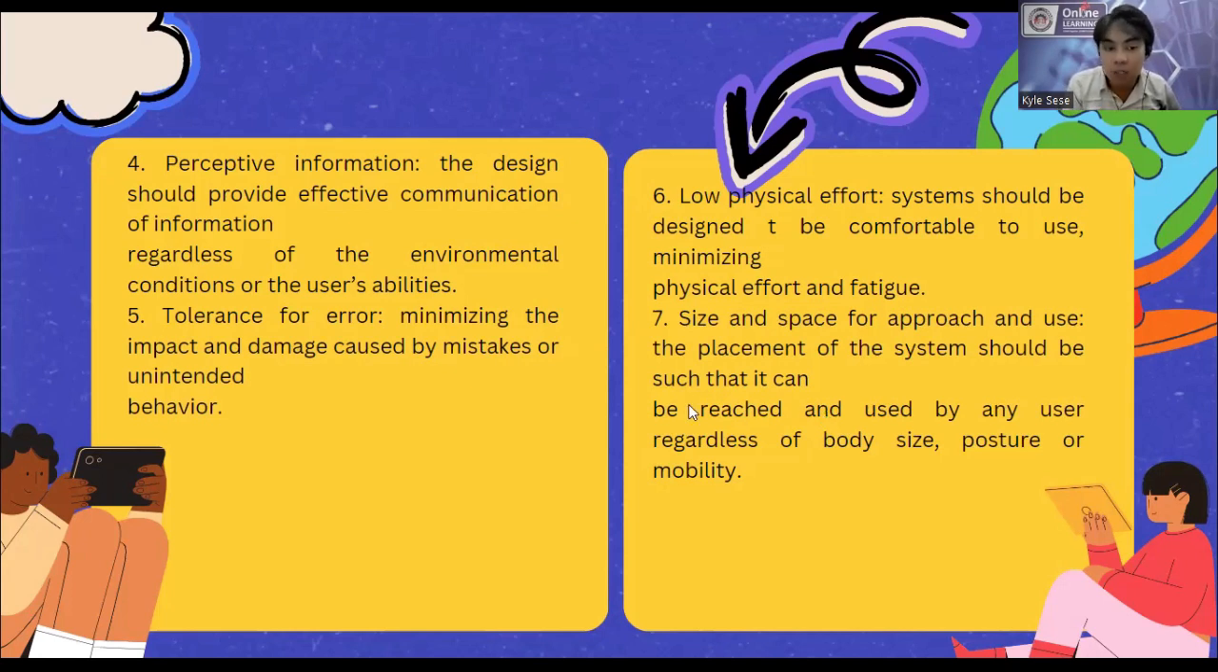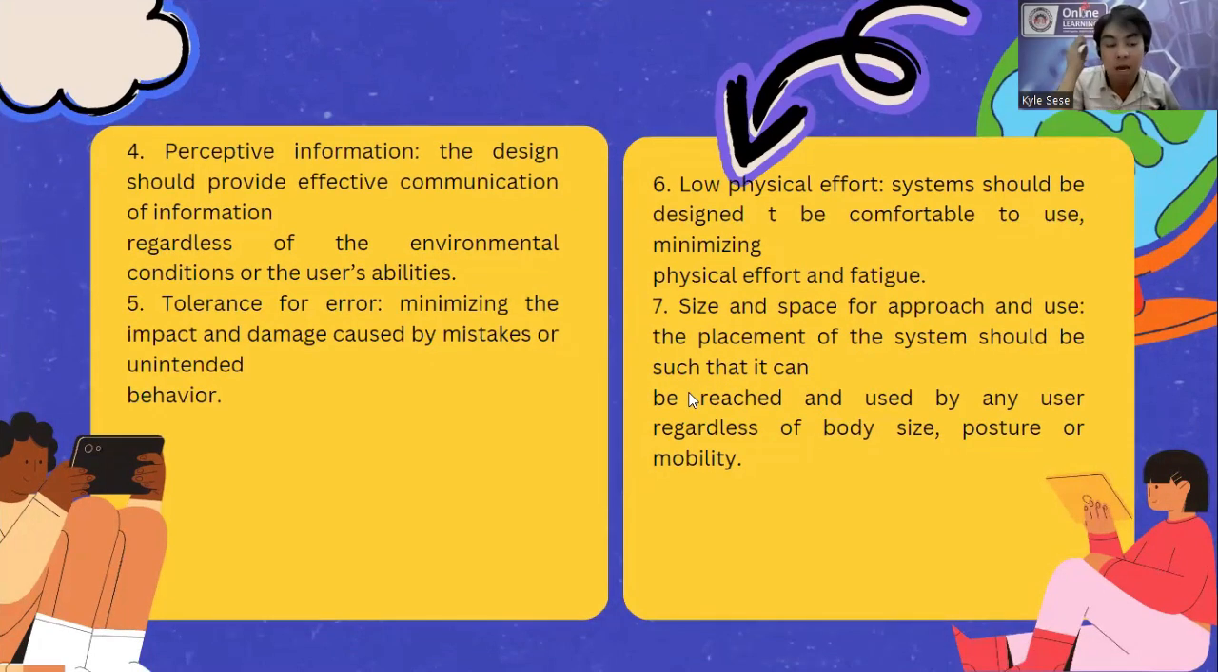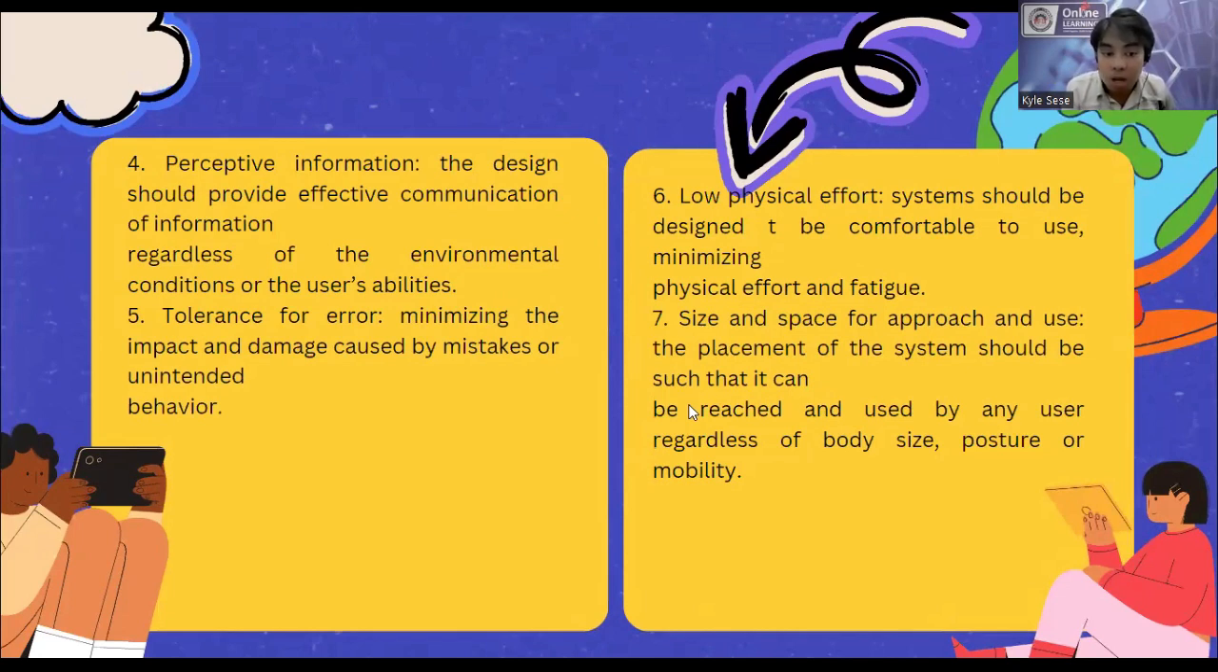Fifth is tolerance for error, wherein we minimize the impact and adverse consequences caused by mistakes or unintended behavior, what we call human error. For tolerance for error, design interfaces that minimize the risk and impact of errors, allowing users to easily recover from mistakes and avoid unintended actions. Provide error prevention mechanisms, clear error messages, and opportunities to undo or correct actions.